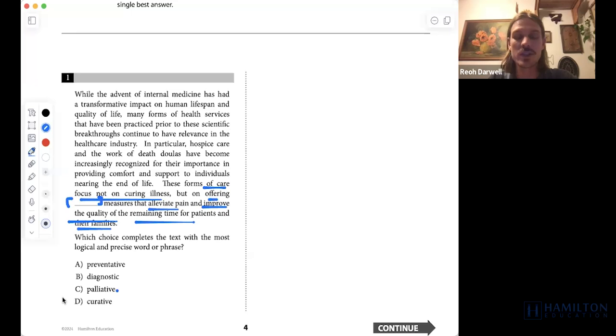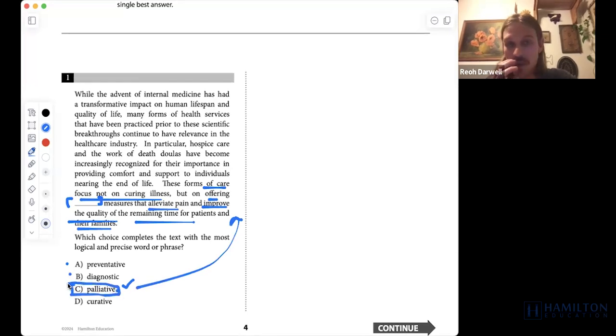All of these answer choices have something to do with care, right? Preventative care is something you've heard of. Diagnostic care is something you've heard of. Curative makes sense, right? But palliative, that is the one that's correct. Why? Because the definition of palliative is alleviating pain and improving quality of life prior to death, ultimately, right? That's exactly the definition of that word.